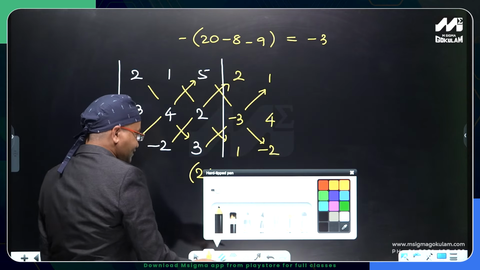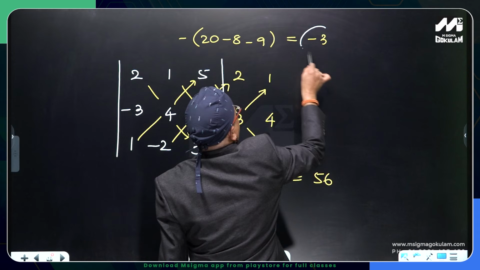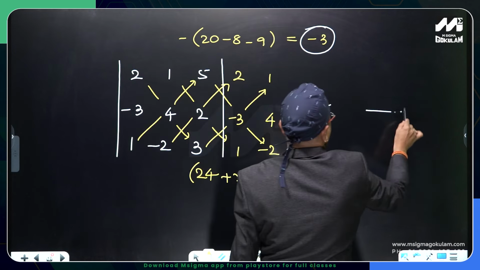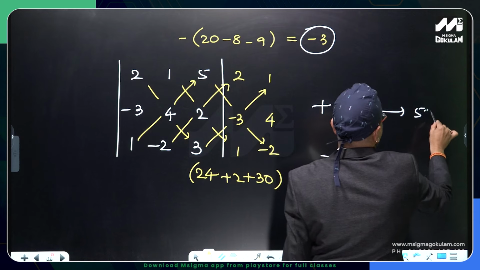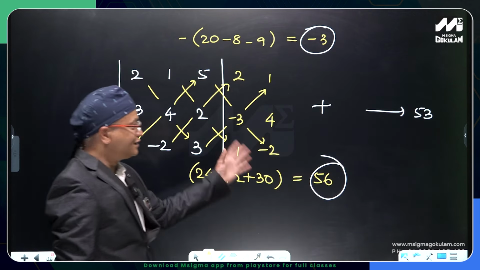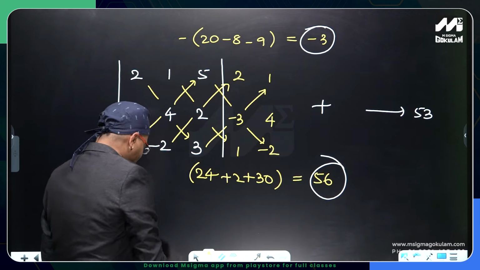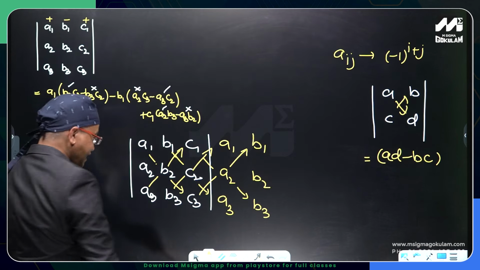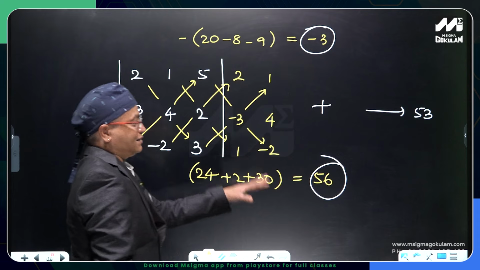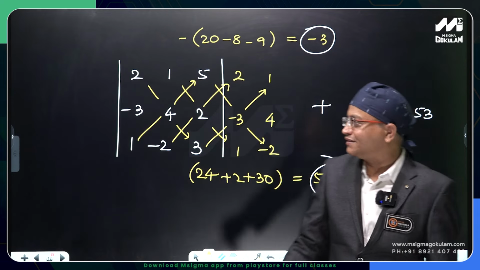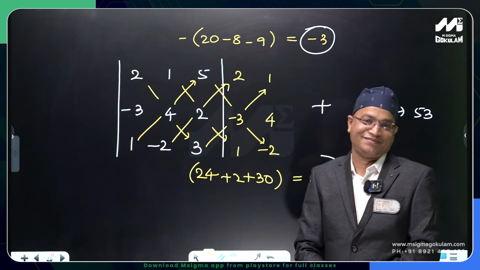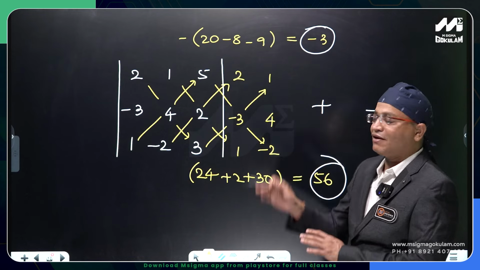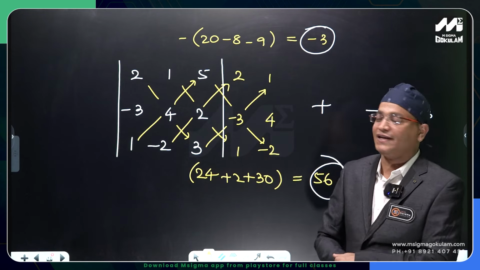Now, what is the answer? Add these two things. Minus 3 plus 56. Answer is 53. That's it. Suppose if you do like the traditional way, you will get the same answer. Now, which is better, which is fast? In my view, this is very better, very fast. Particularly to expand a 3 by 3 determinant, it is a lot of time saving in examination.